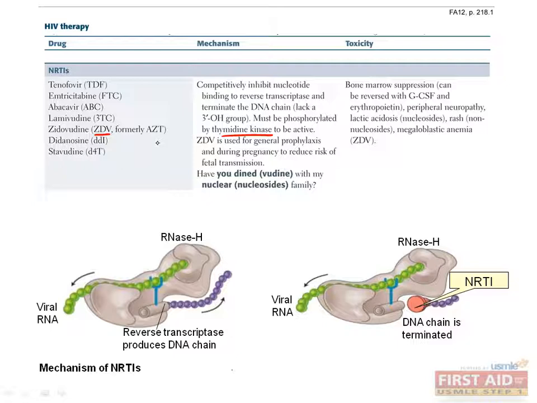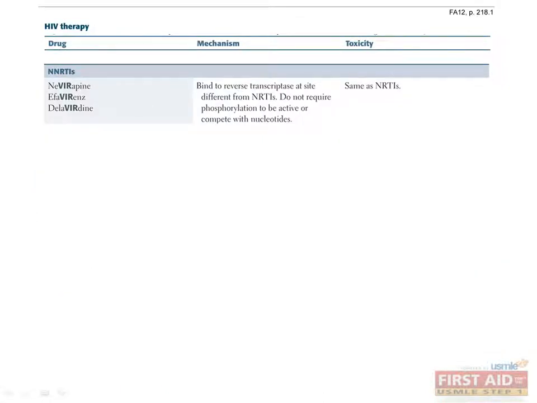ZDV, which was formerly known as AZT, warrants particular mention, as it is one of the more widely used NRTIs and has particular utility as general prophylaxis, such as in needle stick exposures of healthcare workers, and in pregnancy to reduce the risk of fetal transmission. The NNRTIs have a similar mechanism of action to the NRTIs, although the former binds reverse transcriptase at a different site and doesn't require viral activation.